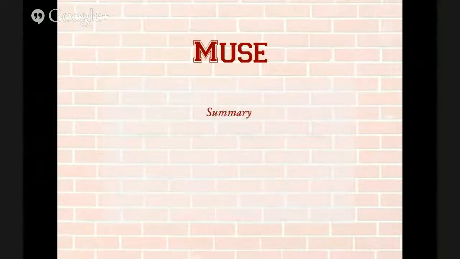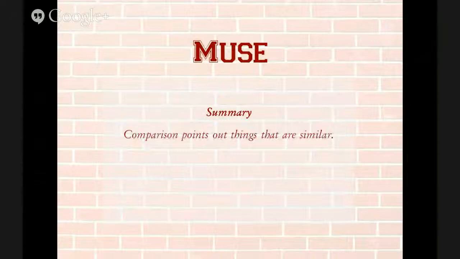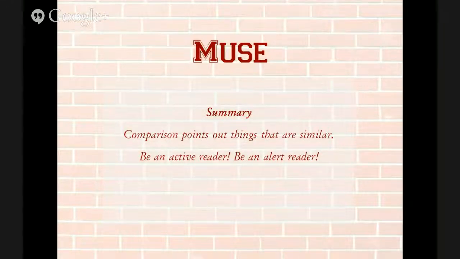Okay, so in summary, remember that comparison is all about pointing out things that are similar, and I would encourage you, as you are doing all that reading, to be an active reader and to be an alert reader. If you're being a passive reader, if you're just letting the words kind of go in one ear and out the other, you're not going to pick up on those characteristics. You're not going to notice things. And this also requires being alert.